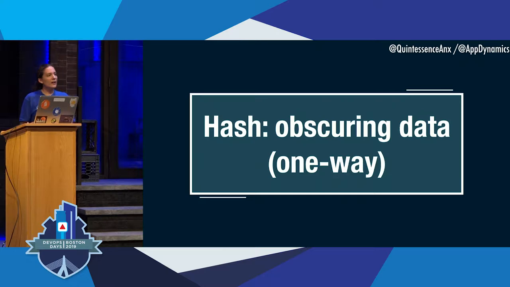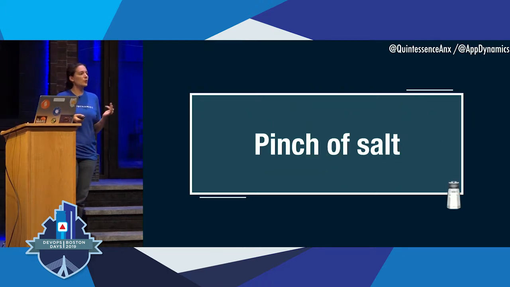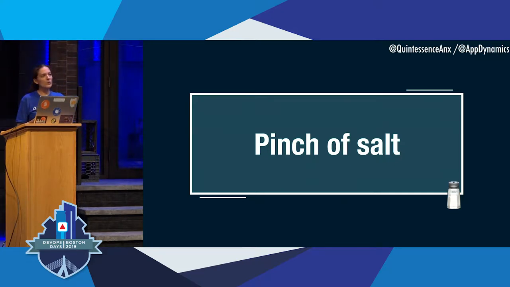So first up, hash. We've probably heard that term before, right? It's when you obscure data in a way that you don't need to recover it. Sometimes you'll salt your hash, which means that you're either prepending or appending a string to that string value, so that when you're hashing it, it's not exploitable using what's called a rainbow table, which is when someone takes common dictionary attacks and hashes them for you, because helpful.